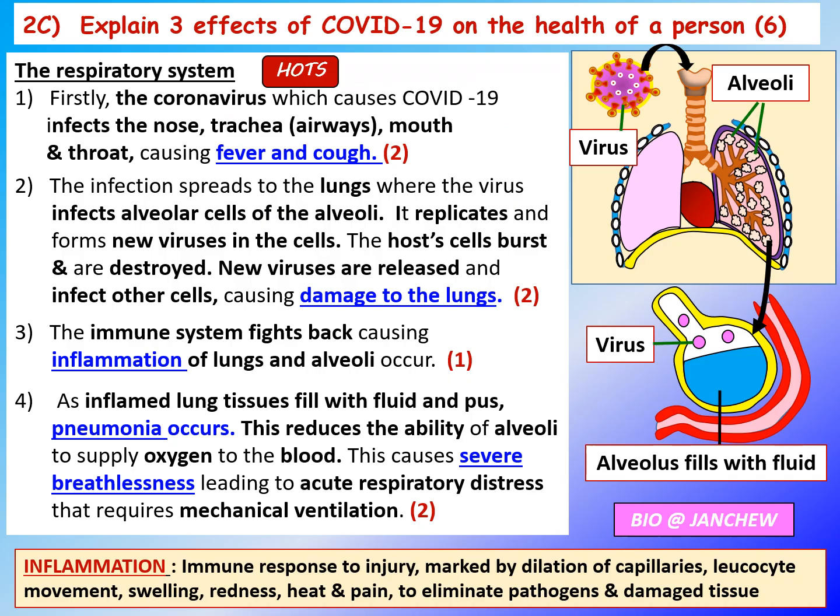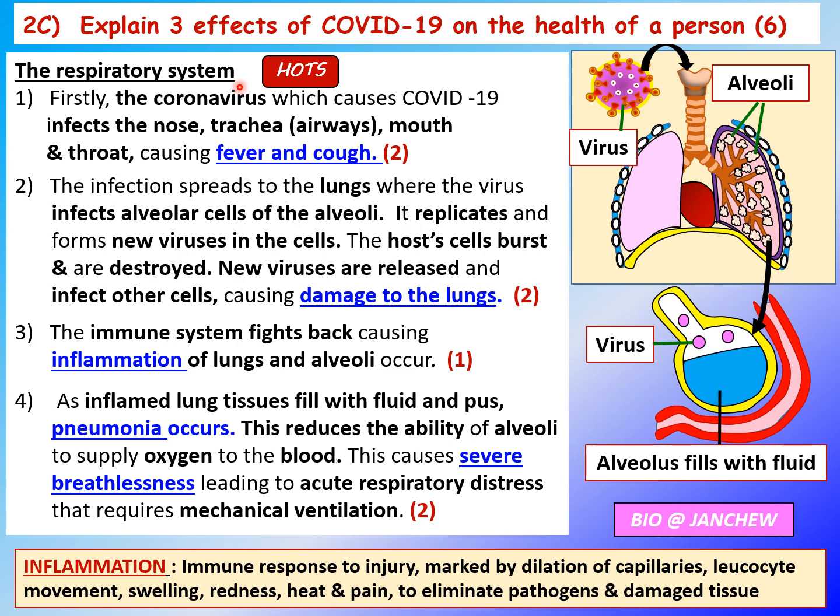Question 2C, explain 3 effects of COVID-19 disease on the health of a person. 6 marks. So you're asked to explain 3 effects, meaning that you have to explain how the COVID-19 disease affects the body and then what symptoms it causes. So firstly, we are going to talk about the respiratory system and then the other systems that are also affected by COVID-19.